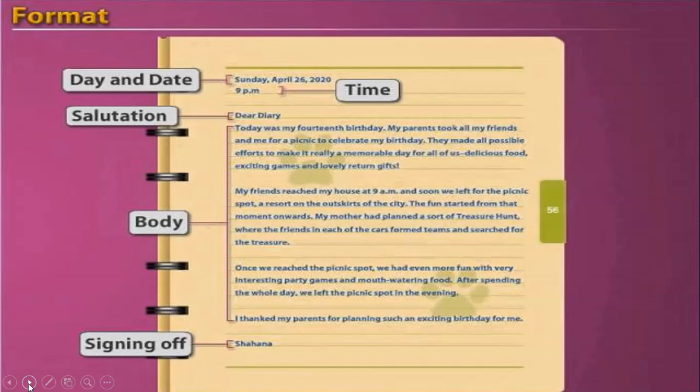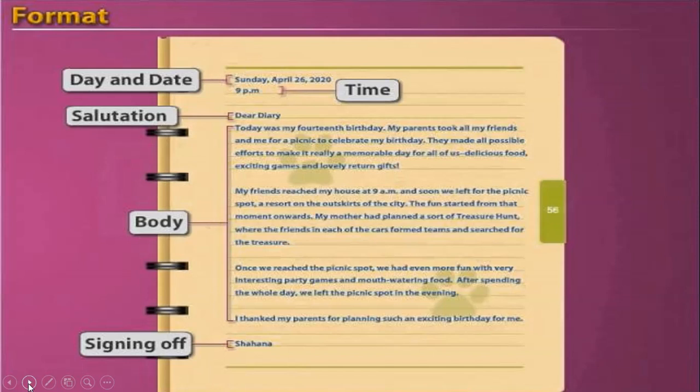So this solution is basically about a diary entry on how you celebrated your birthday. After the whole day, at night at 9 p.m., the person is writing his or her diary. "Today was my 14th birthday. My parents took all my friends and me for a picnic to celebrate my birthday. They made all possible efforts to make it really a memorable day for all of us. Delicious food, exciting games, and lovely return gifts. My friends reached my house at 9 a.m. and soon we left for the picnic spot, a resort on the outskirts of the city.